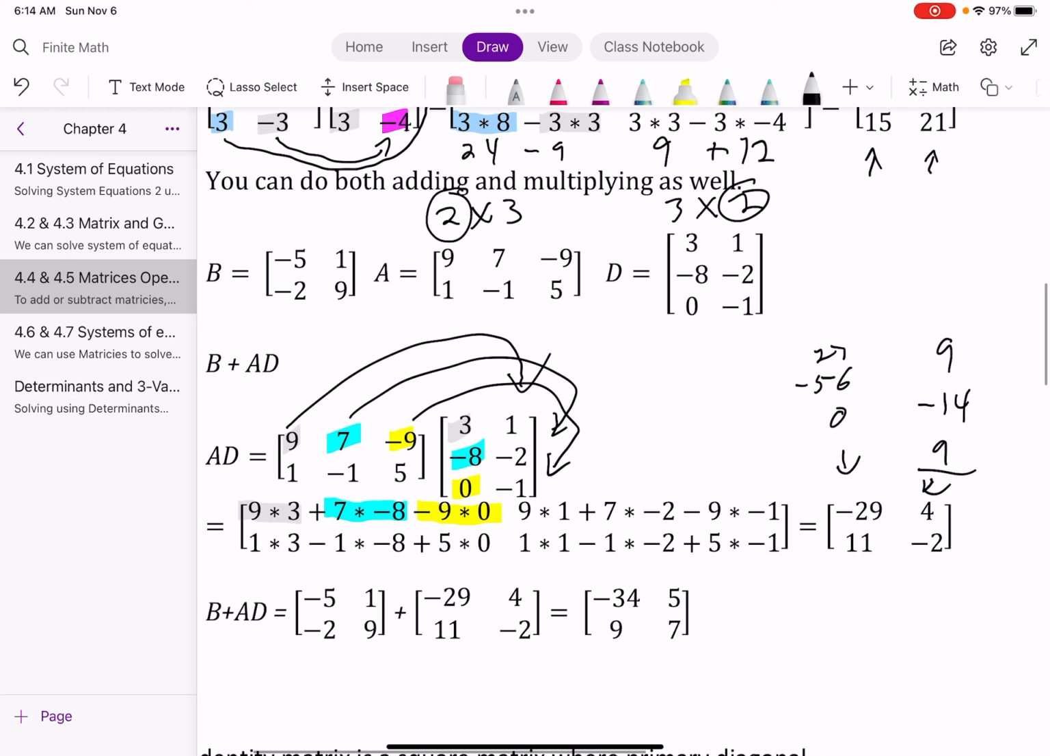And now I add. I just take what I got from my multiplication, which is right here, and I add it to our B. And so again, negative 5 plus negative 29 is negative 34. 1 plus 4 is 5. Negative 2 and 11 is 9. And then 9 minus 2 is 7.